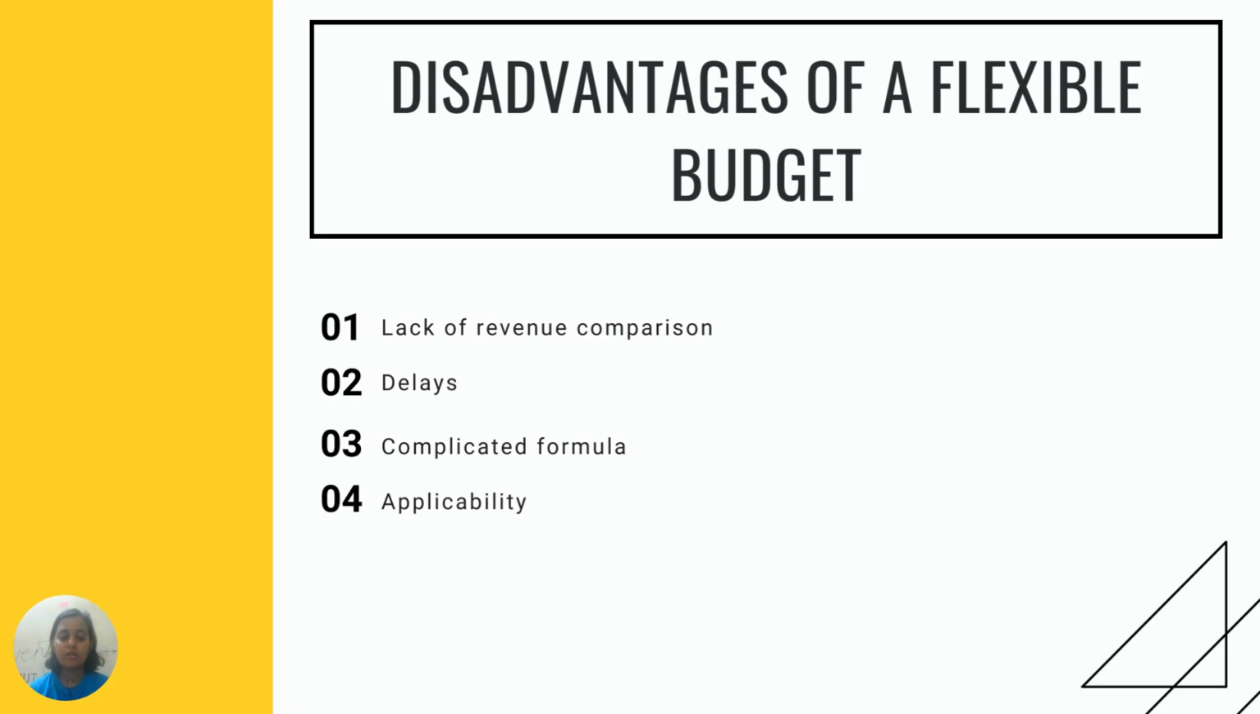And the last one is applicability. A flexible budget may not benefit certain companies. For example, a company which has a majority of fixed overhead costs, such as a company in the service industry. For example, a company with little to no COGS and a set overhead cost each month may not benefit from a flexible budget plan.